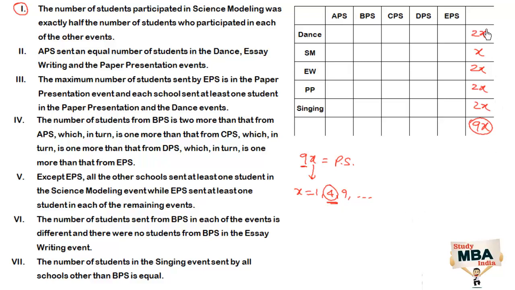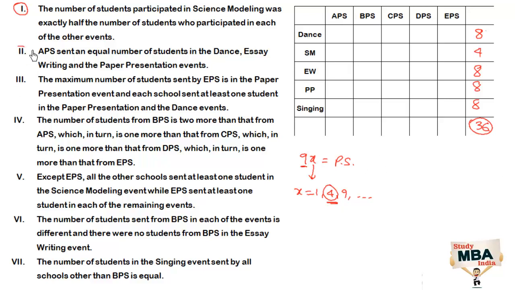So we can say that the value of x is known, so we can straight away substitute the value of x here to get the actual number of students in each of the events. So in dance there will be 8, in science modeling there will be 4, and in all the others it will be 8, and the total number of students who are participating would be 36, right? I hope this is clear till now.